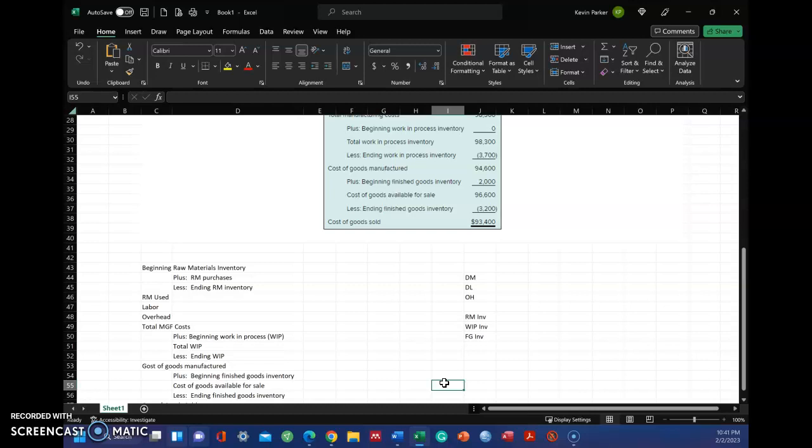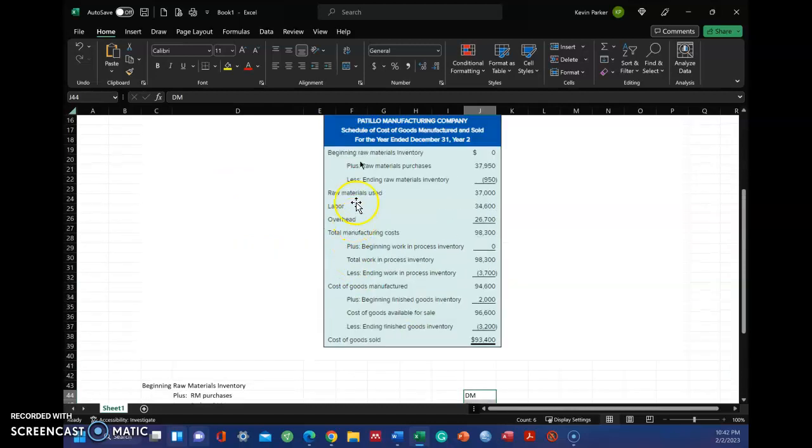We use this knowledge right here to create this statement. And again, this is an internal type document, type information. This is cost accounting. So let's look at the three inventory accounts. They're in here in this statement.